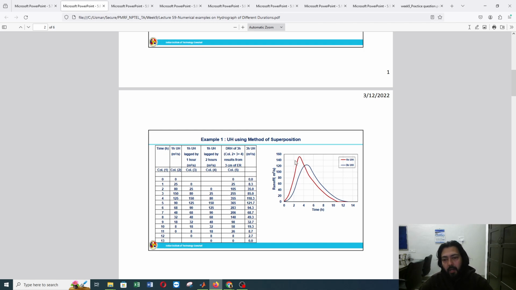Now looking at these two hydrographs, we can say that when the duration of the unit hydrograph was 1 hour, the peak was more but the time base was less. As soon as the duration increases, we come to the conclusion that the peak reduces but the time base increases. When I was explaining this concept, we learned that when the duration increases, the peak will decrease but the time base will increase. This is what we have observed in this example also.